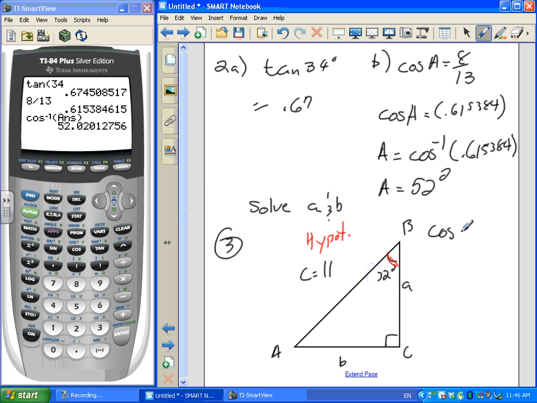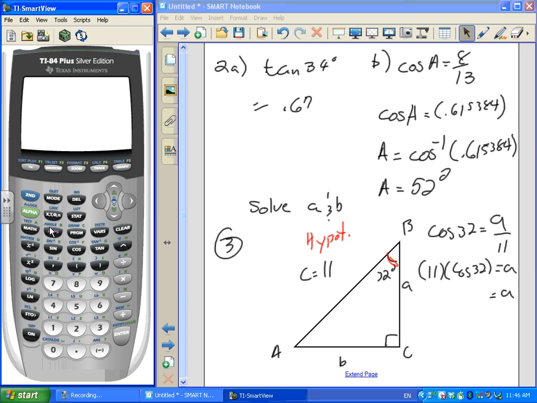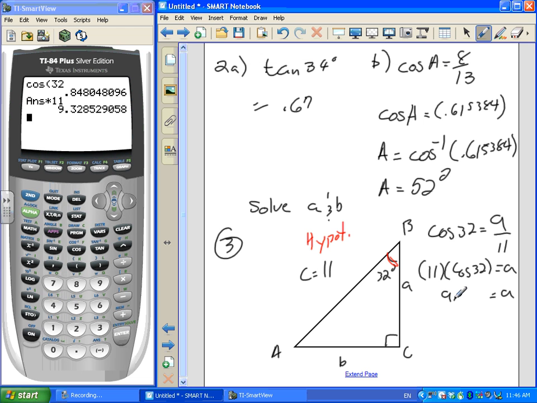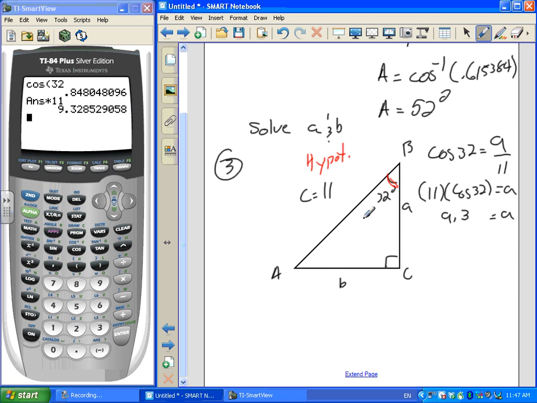So cosine 32 is equal to adjacent, which is our A we're trying to find, divided by the hypotenuse. I need to bring 11 to the other side of the equation, so it's 11 times cos 32 equals side A. Side A is equal to, and we can do this in one step, cos 32 times 11, 9.3. So side A was equal to 9.3.